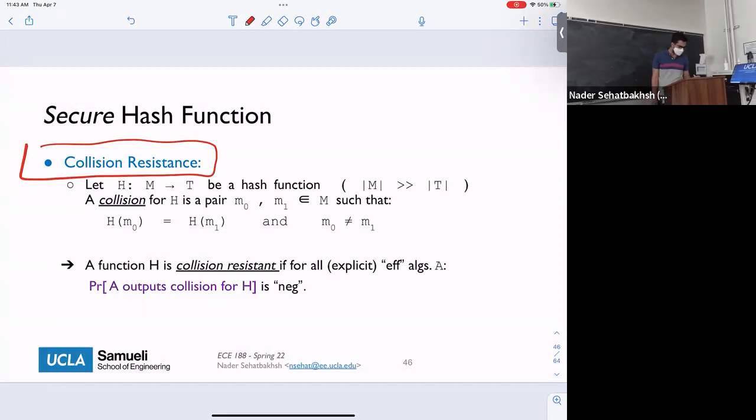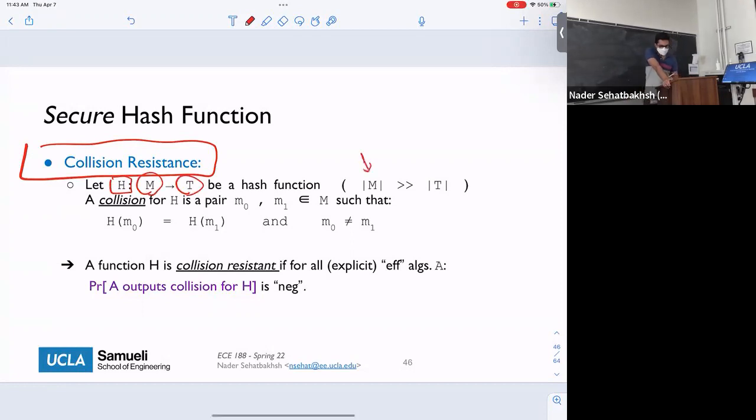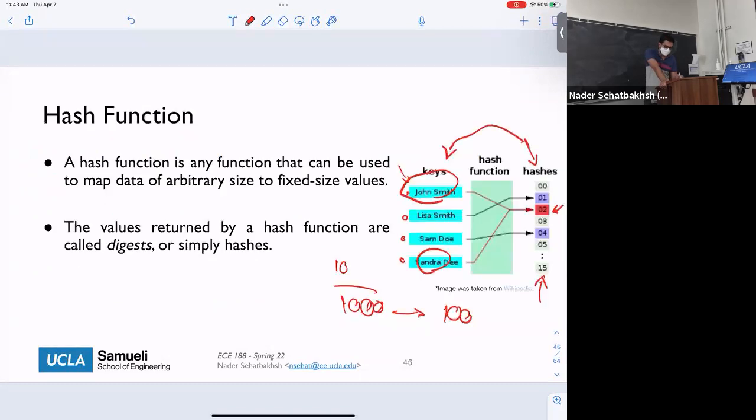All right. So what collision resistance says is that, let's say we have a hash function that maps the domain M to the domain T. And of course, as I said, the size of the input is usually much bigger than the size of the output. When we're saying a collision, it means that for any pair of messages, M0 and M1, the collision happens if the hash of M0 is equal to the hash of M1, while M0 is not equal to M1. So for example, in the previous case, John Smith has a collision with Sandra D.